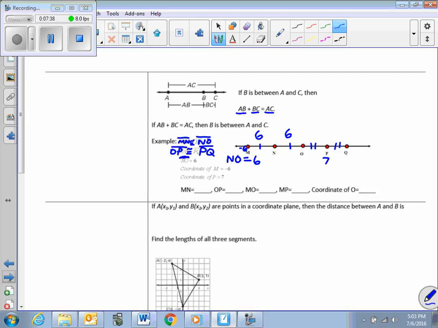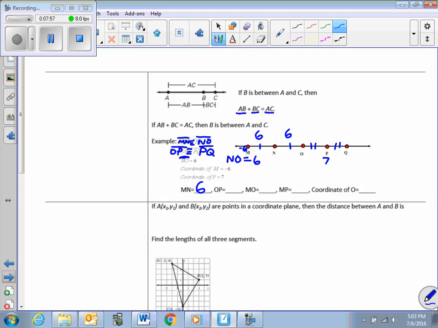and the coordinate of P is 7, find all these lengths. All right, well, how long is MN going to be? Let's see. Well, MN is 6, right? Because it's congruent to NO, which is 6. So the length of MN is 6.